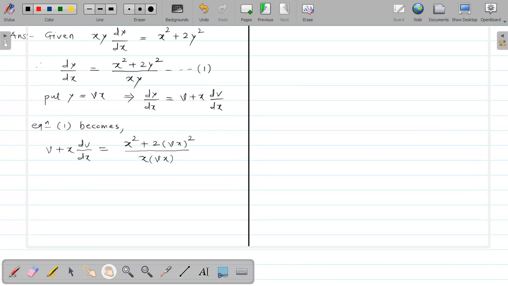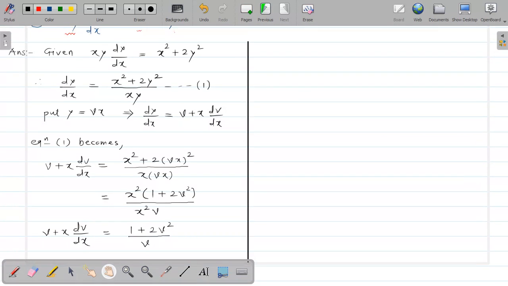So equation number 1 becomes v plus x dv by dx is equal to (x square plus 2 times vx bracket square) upon x into vx. Now just to simplify here, from the numerator you will get x square common. If you observe this carefully, then in bracket it will be 1 plus 2v square. Okay, and from the denominator there is also x square, so x square into v. So that both x square will get cancelled, and hence you will get (1 plus 2v square) upon v, and left hand side is v plus x dv by dx.